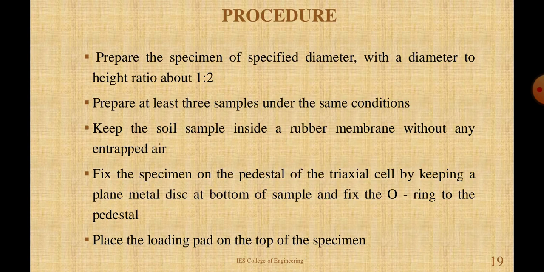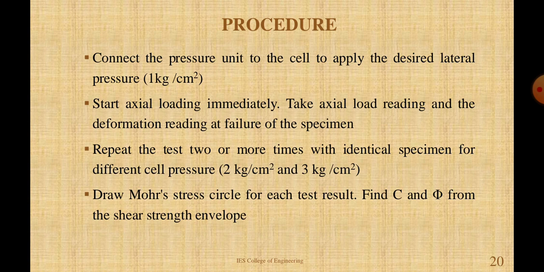Then the procedure. Prepare the specimen of the specified diameter with a diameter to height ratio of about 1:2. Prepare at least 3 samples under the same condition. Keep the soil sample inside a rubber membrane without any entrapped air. Fix the specimen on the pedestal of the triaxial cell by keeping a plain metal disc at the bottom of the sample and fix the O-ring into the pedestal. Place the loading pad onto the top of the specimen and connect the pressure unit to the cell to apply the desired lateral pressure, 1 kg per centimeter square.